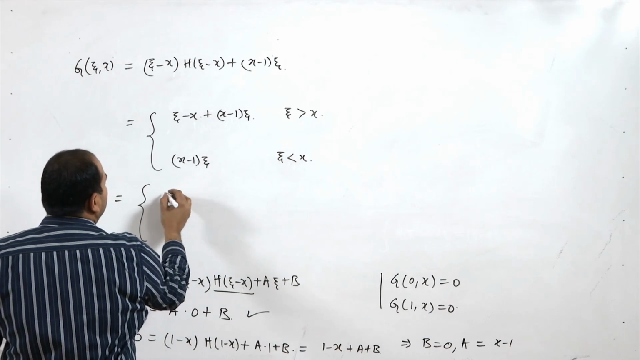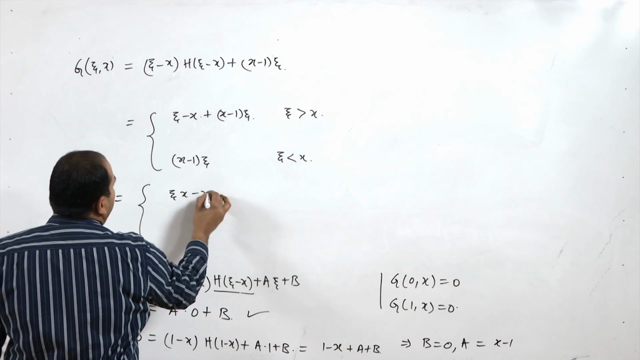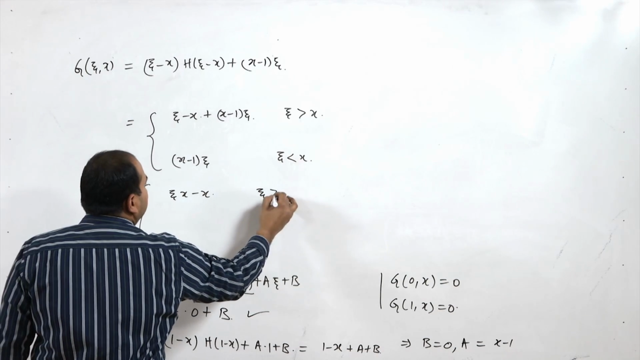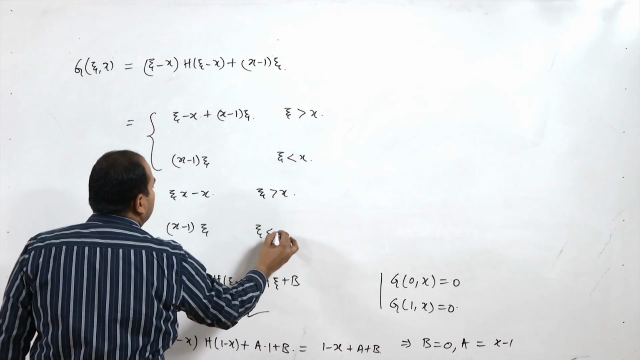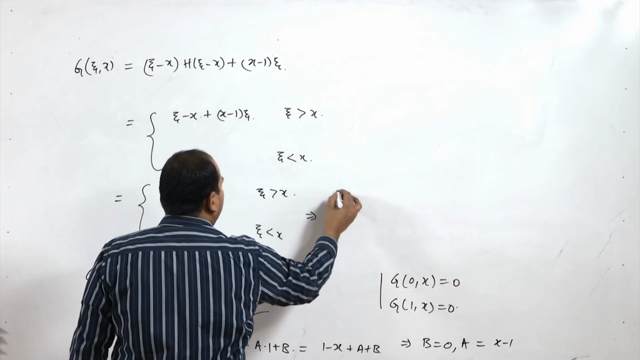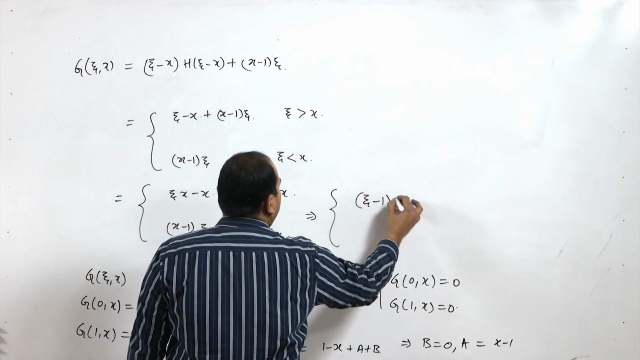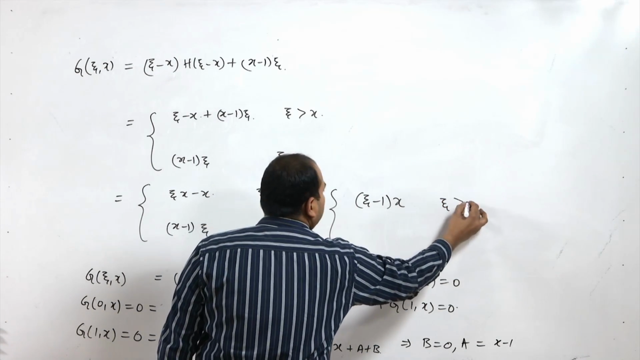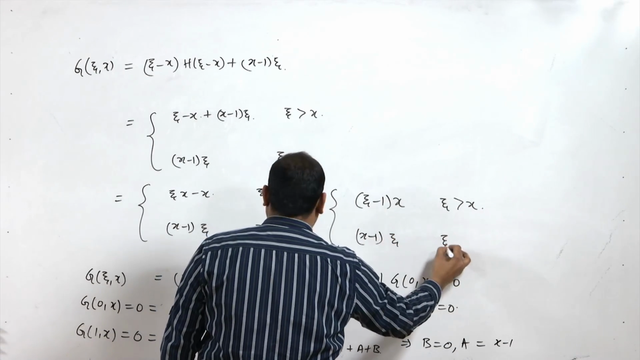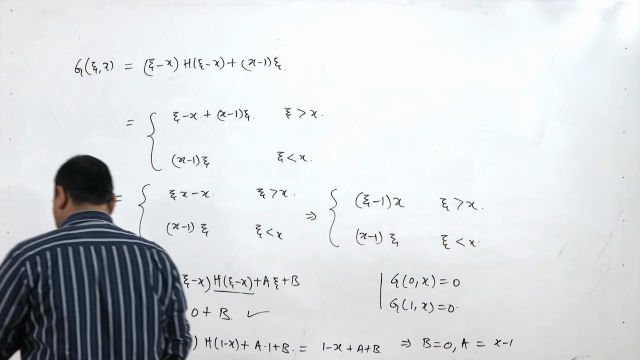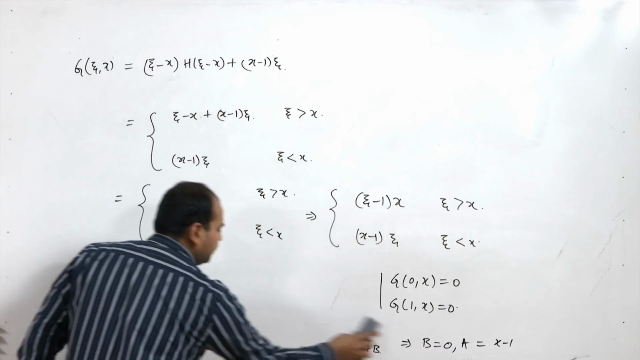This is simply xi x minus x. So xi x minus x when xi is greater than x, and x minus 1 xi when xi is less than x. So this I can further write in a different manner. So I can write xi minus 1 x when xi is greater than x, and x minus 1 xi when xi is less than x. So here our Green's function is coming out to be this.